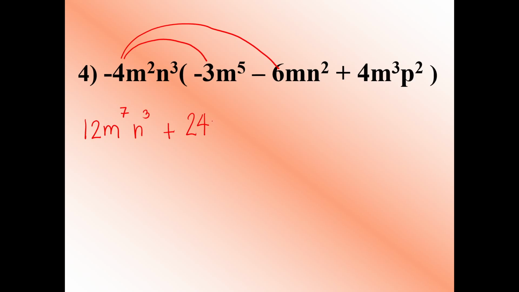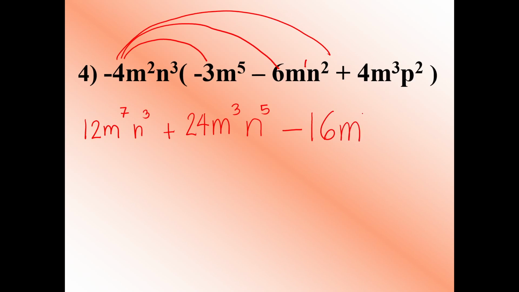What is the exponent of m? 3. 3. Because 2 plus 1 is 3. The n? 5. 5. Okay. Distribute to the last one. Negative times positive? Negative 16. Negative 16. For m, what is the exponent? 5. 5. Then n, copy. P, copy. This is 2.